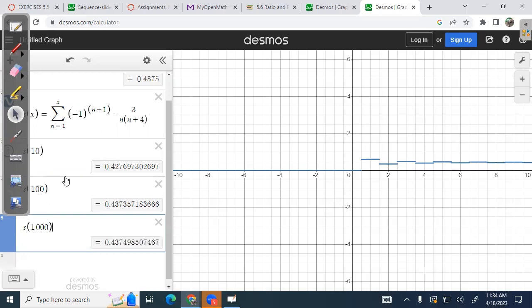So again, telescoping series at this point is one of the few series for which we can actually say, not only does it converge, but it converges to this number. What number? That one right there. 4,375 10,000ths.